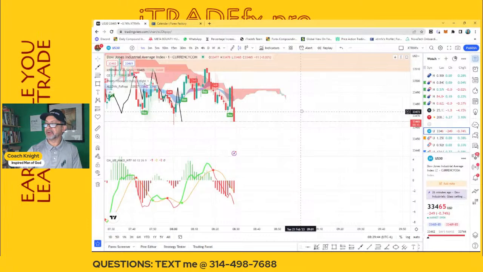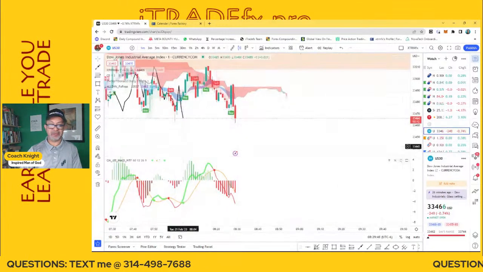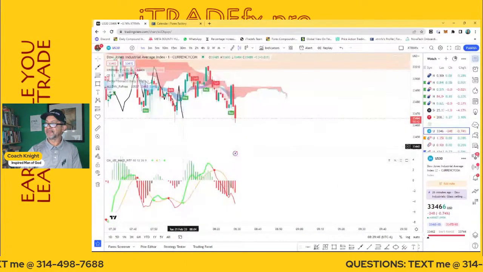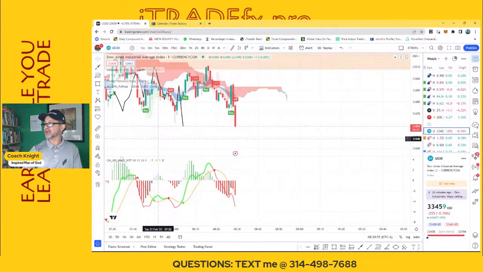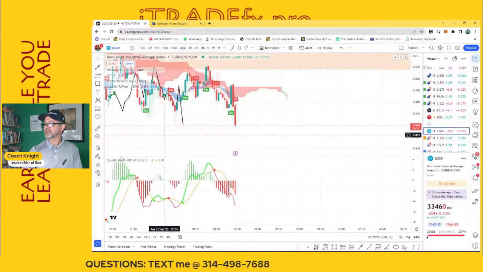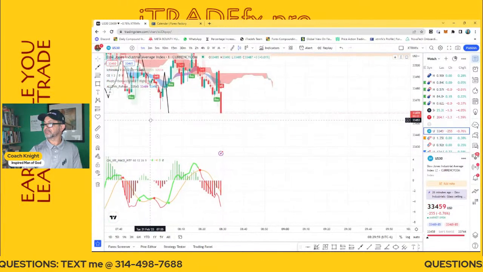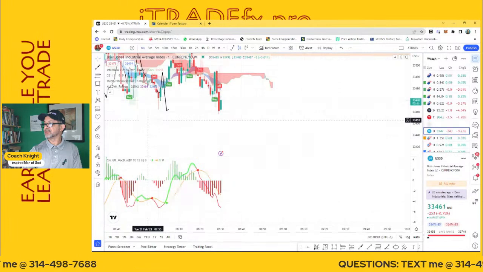Sellers jump in the market. It must be just about 8:30. Big cloud there. We'll see where this next candle goes. This is where it gets fun.